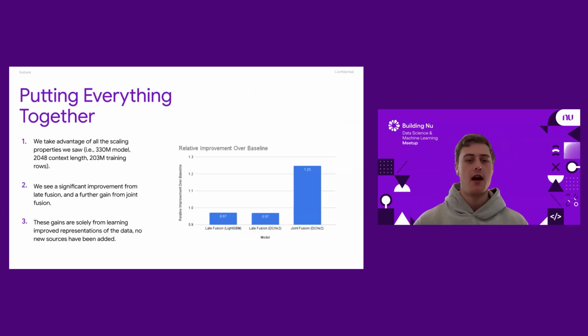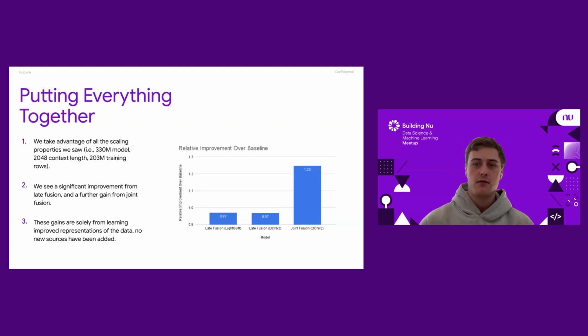So now that we have our DNN parity and we understand how to scale joint fusion successfully, we can put everything together to produce these final results. By taking advantage of the larger model sizes, the longer context length, and all the training data, in the previous figure we explored up to 100 million rows, but given the success of that, for this final one, we just train on all the data we have.